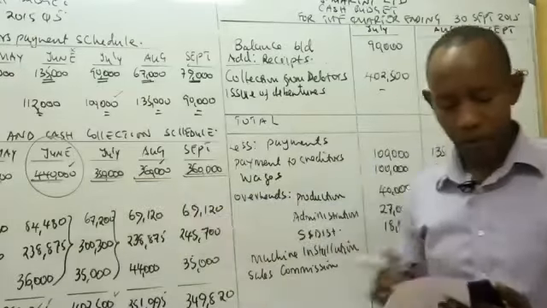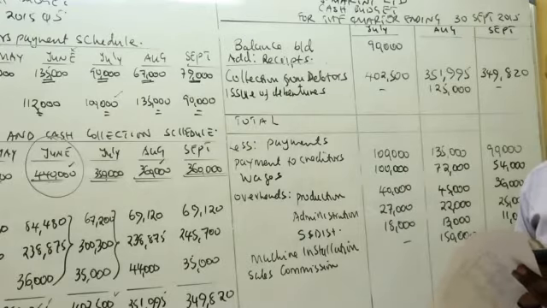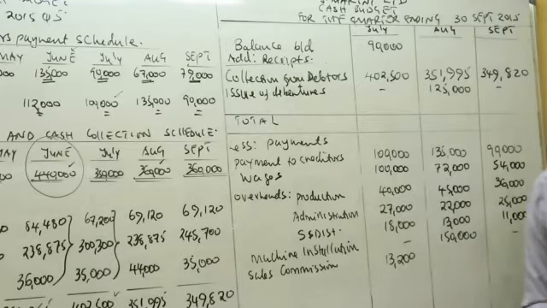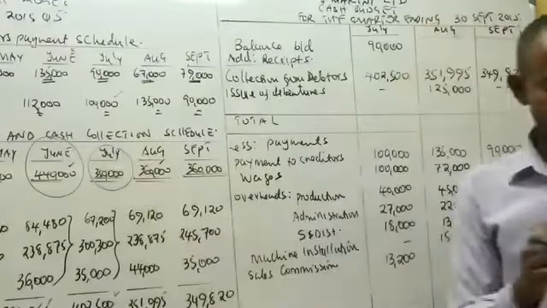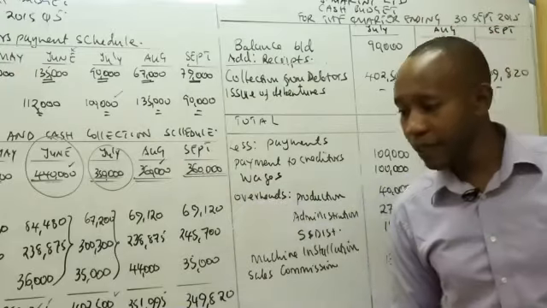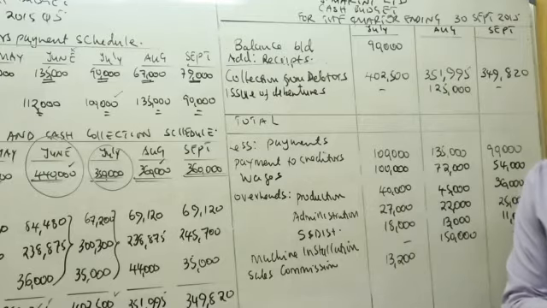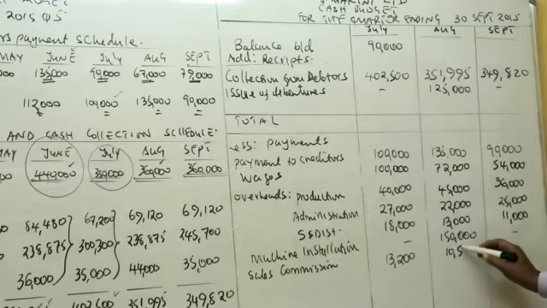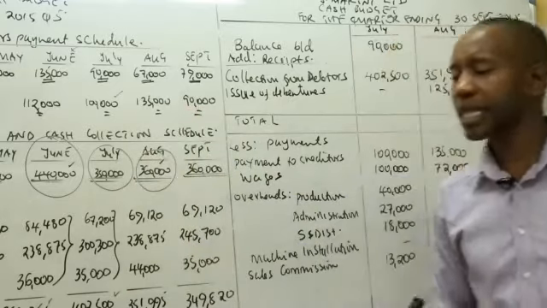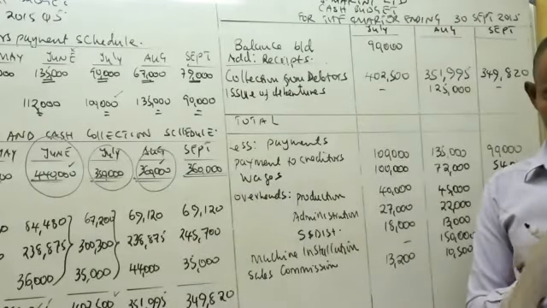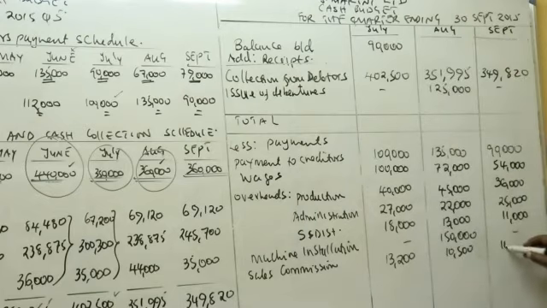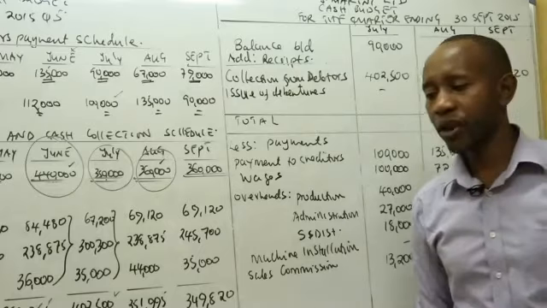So 0.03 times 440. 13,200. Thanks, Karen. We pay for that here. Next is 3% of 350. That will give us 10,500. Very good. Now that is 3% of 350. And lastly, 3% of 360. This is 10,800. So delay by 1 month and pay in the following month.